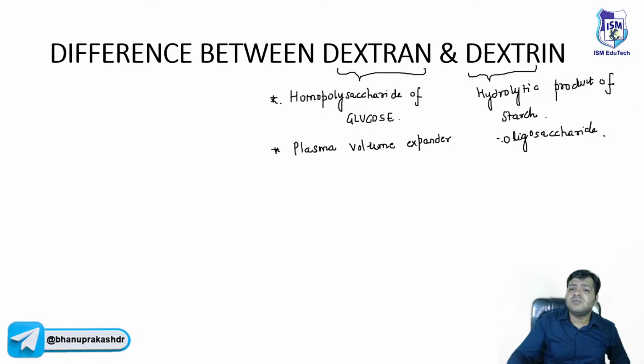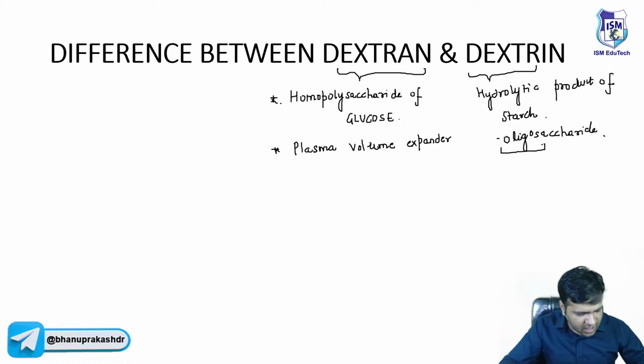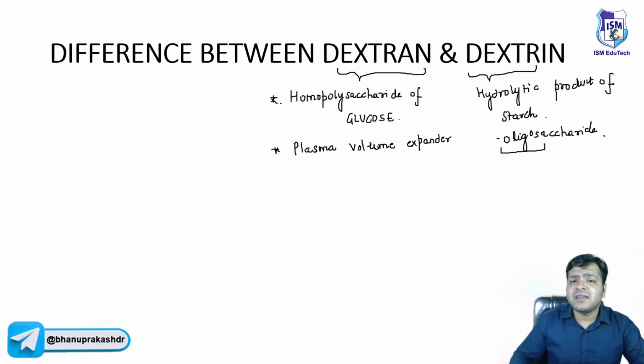Now when I say oligosaccharides, beta, what will be the number of sugar units? I want answers in the chat box. I have already discussed this in yesterday's class. Yes, Rajvardhan, very good. And when I say polysaccharide, it is more than 10. That is the first difference.